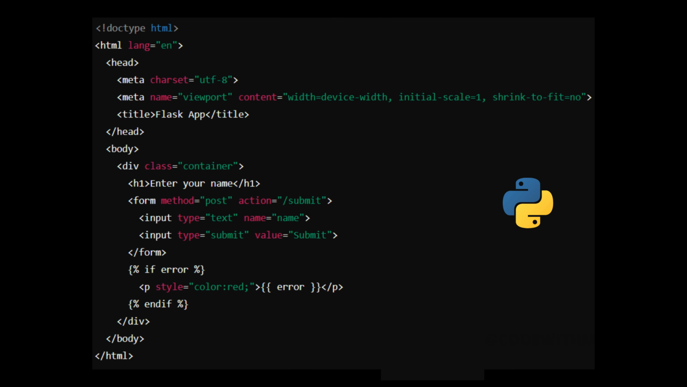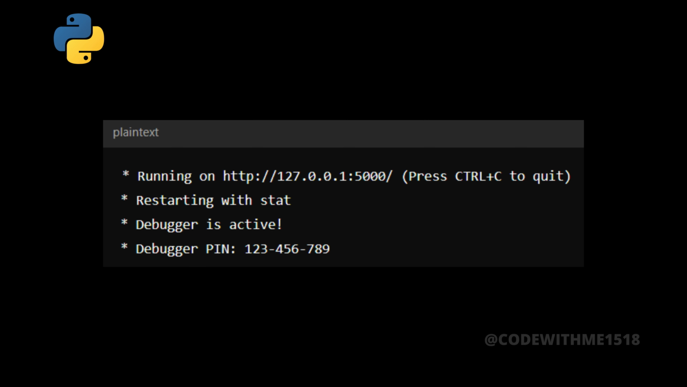Now, run your Flask application and open your web browser to http://127.0.0.1:5000. You should see the form, and when you submit it, it either greets you or shows an error if the input is empty.